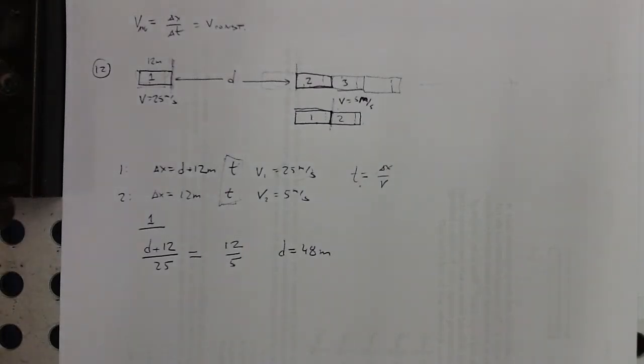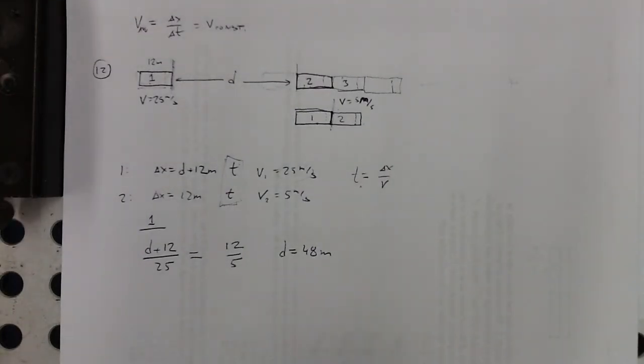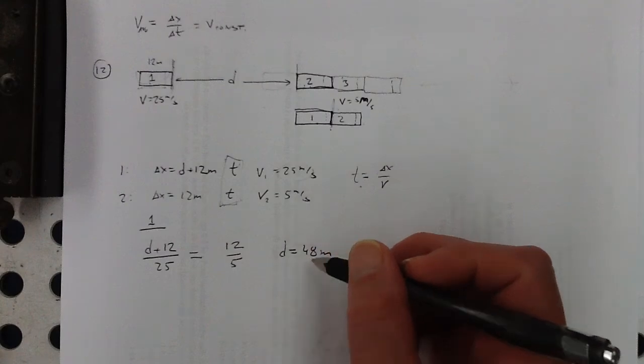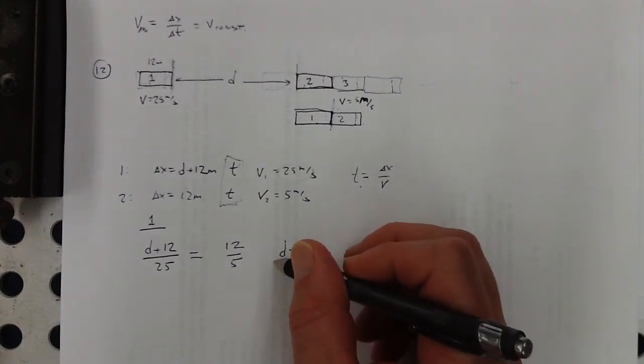And then part B, they said, well, what if the distance is 4 times that? So in other words, what if the distance, or sorry, twice that, I guess they said. Is that what they said?